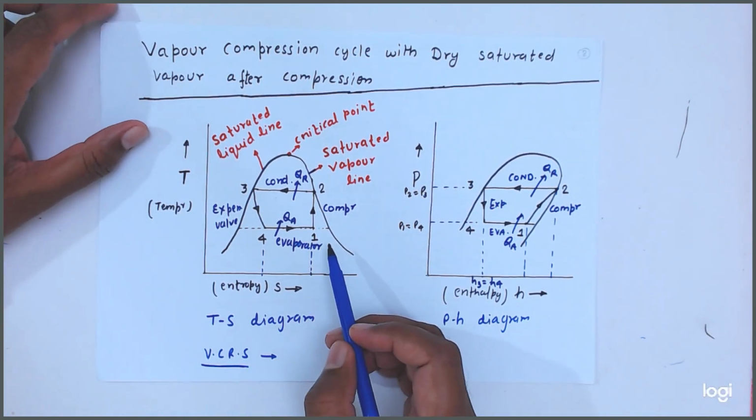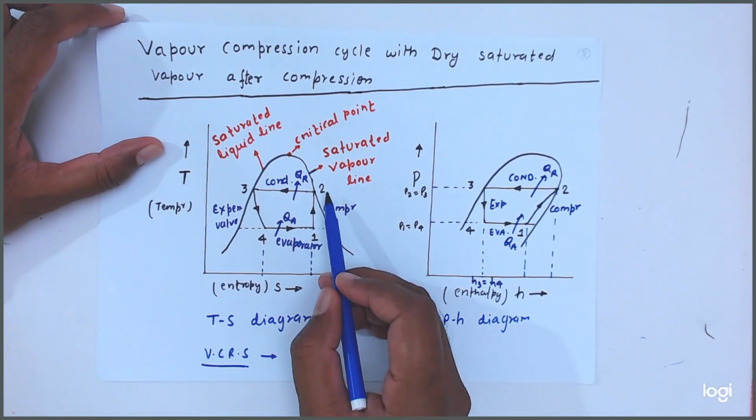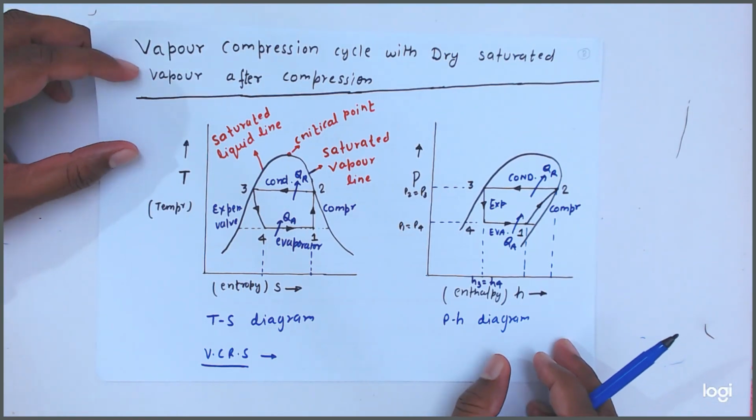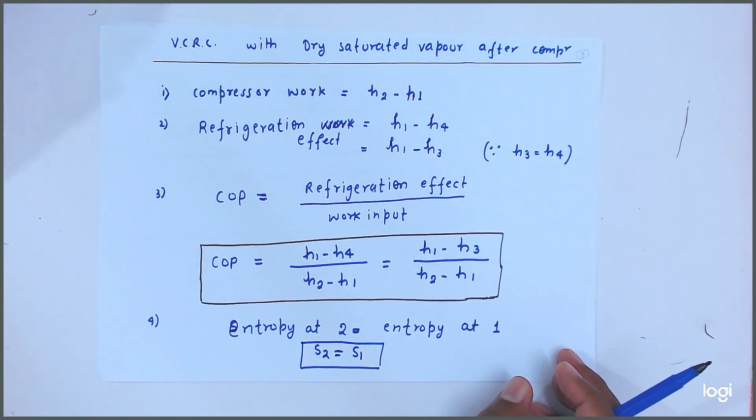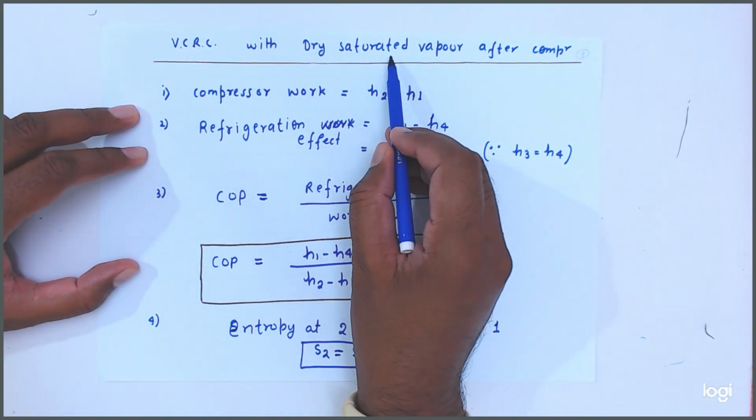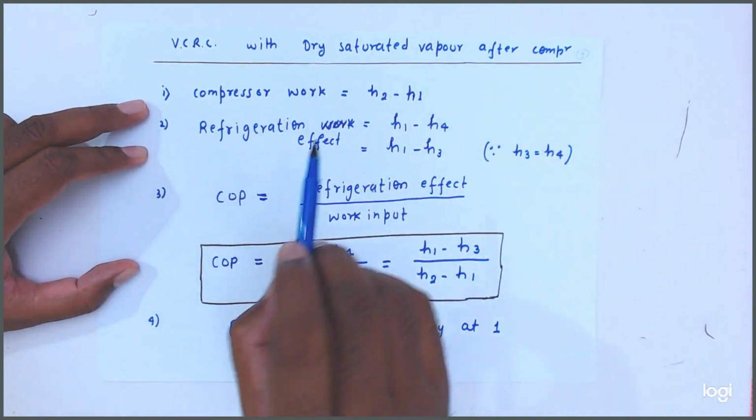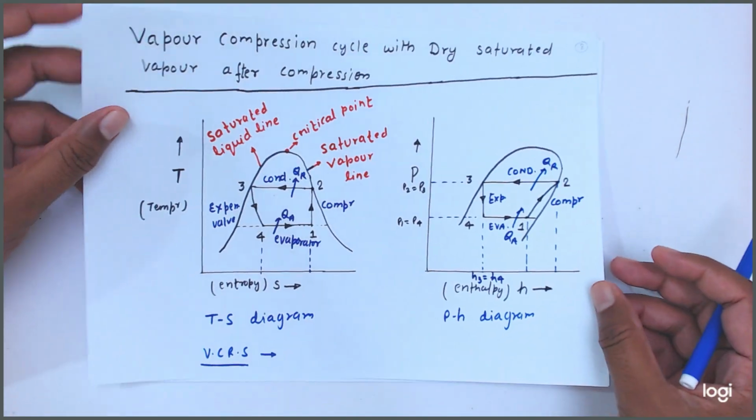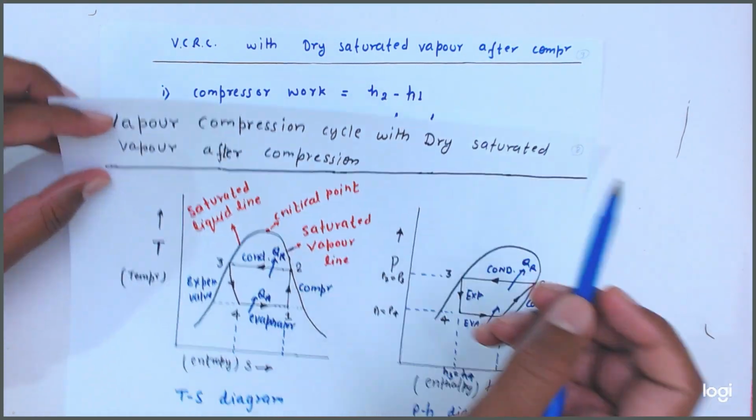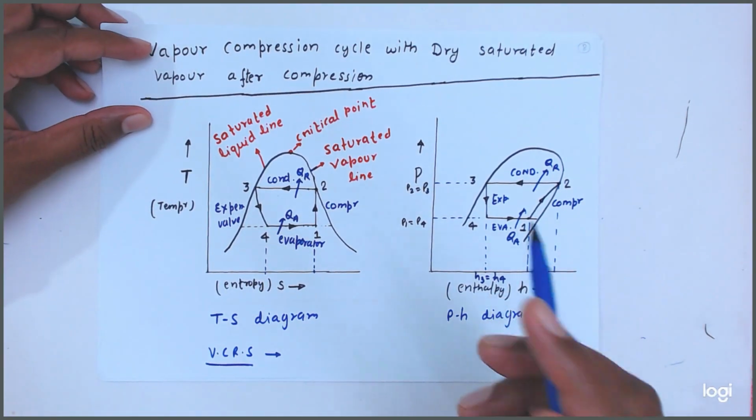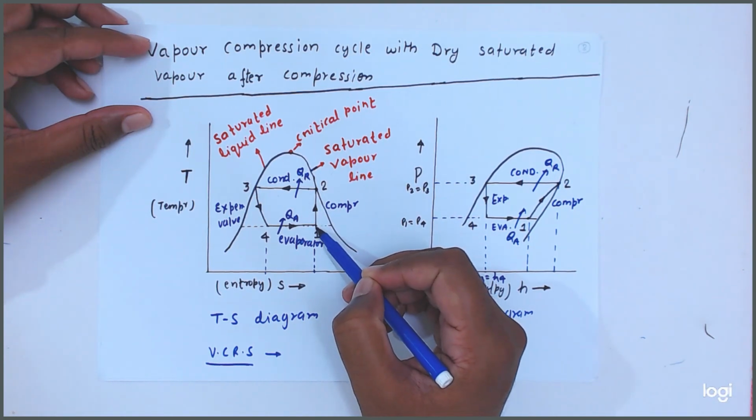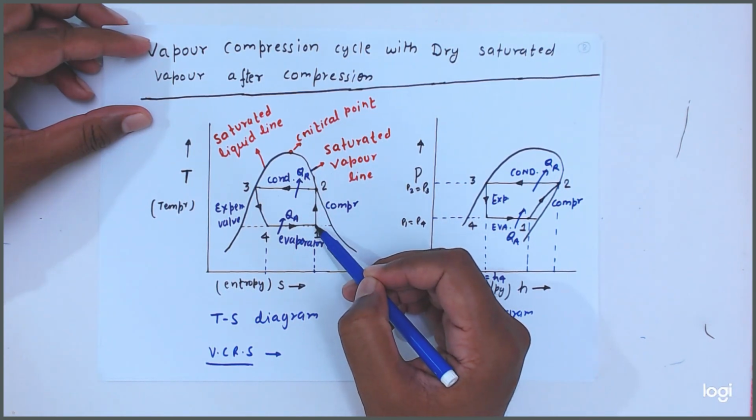Now how to find the enthalpy at each and every point? If you find the enthalpy, then we can solve the problems easily. Friends, you see here, in the vapor compression refrigeration cycle with dry saturated vapor after compression, what is the compressor work? First point is, what is the compressor work? Compressor work is enthalpy at point 2 minus enthalpy at point 1. Okay, so H2 minus H1, H is the enthalpy.